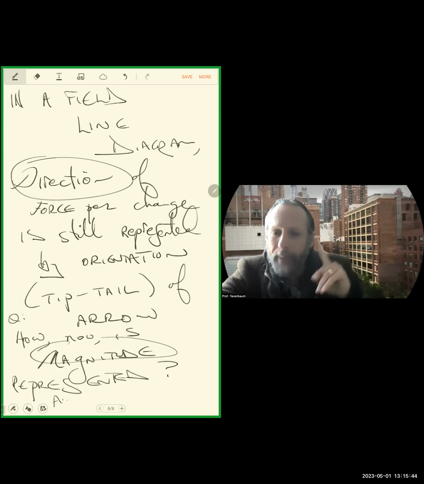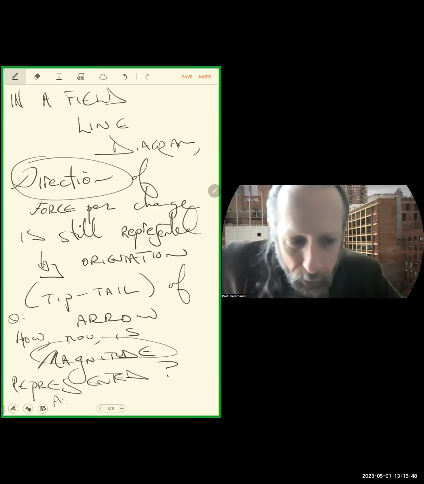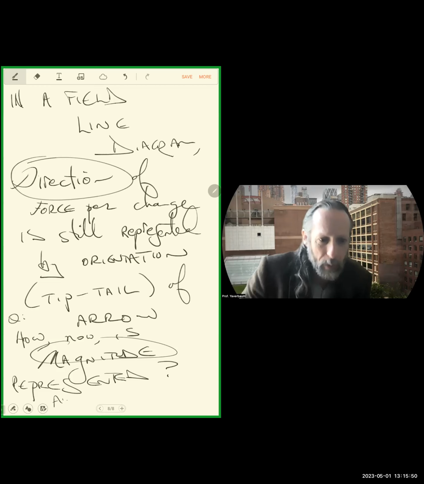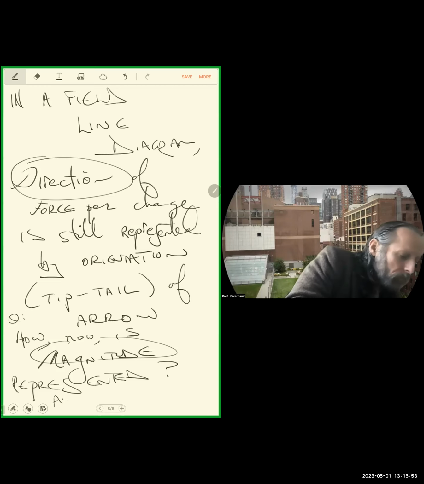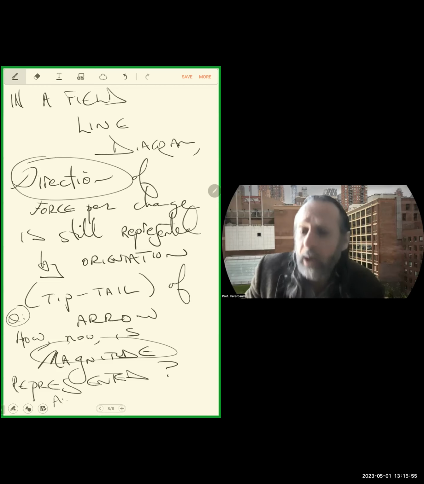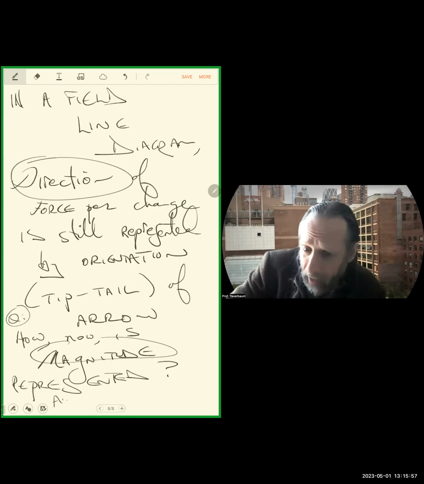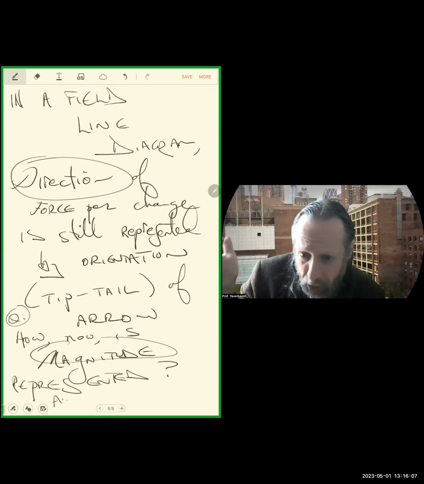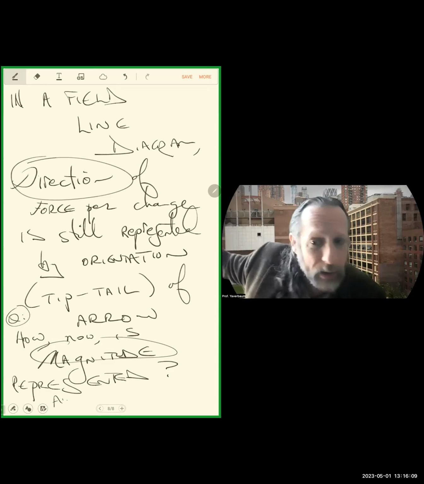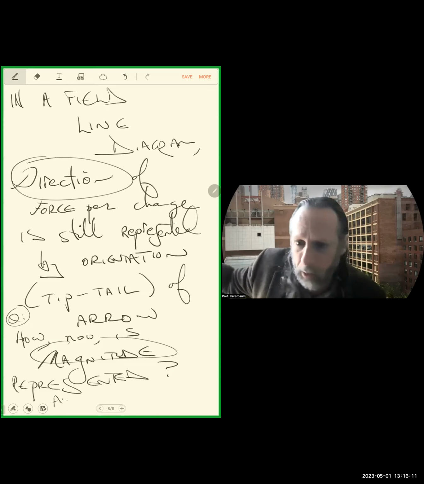But magnitude now is a different issue. The question here is, how do we represent magnitude now? In the vector diagrams, magnitude of force is represented by length of arrow. But now length of arrow is no longer part of the picture. All the arrows are connected up. There aren't any more arrows of shorter or longer length.